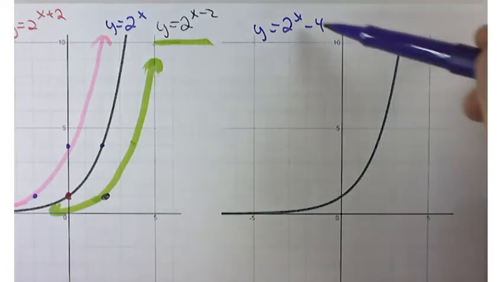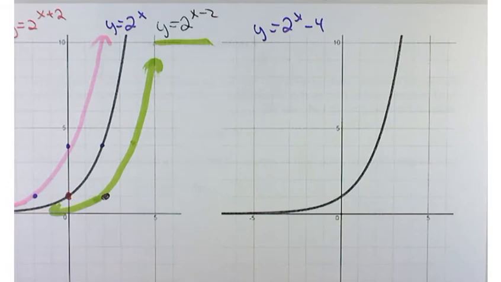The minus 4 is not in the exponent. If it was in the exponent, you'd be exactly correct. It'd be shifted to the right by 4. How much? Yeah, this one's going down, right? All right, this one's going down by 4.